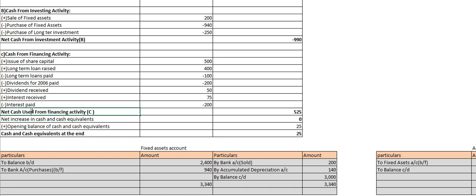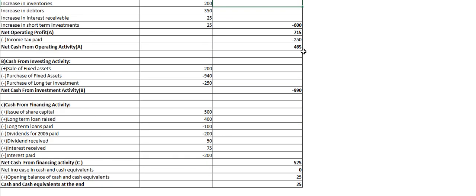So if it is a positive figure, it is net cash from financing activity. If it is a negative figure, it will be net cash used in financing activity. So we have a positive figure here, so it is net cash from financing activity. So net increase or decrease in cash and cash equivalents, you add all the three, which is 465 minus 900 and 525, you get a nil figure.